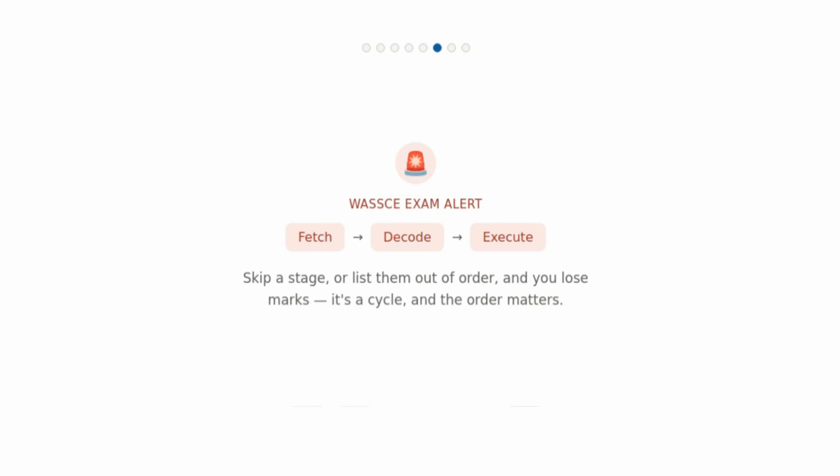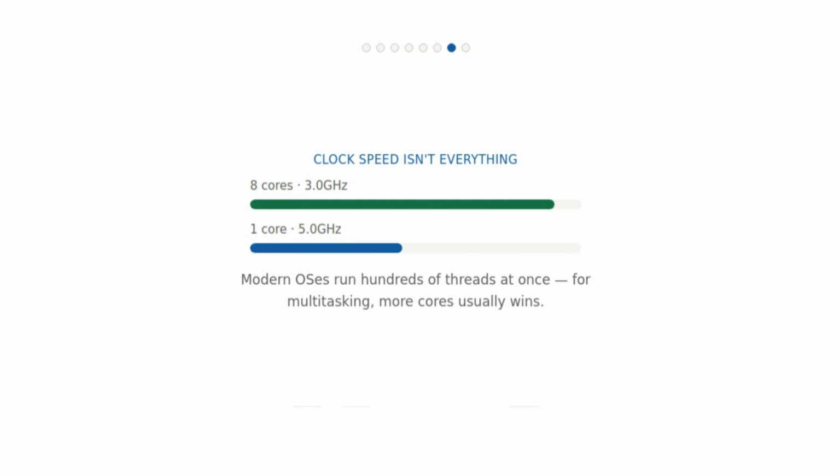Clock speed isn't everything. A CPU with 8 cores running at 3 GHz can actually outperform a single-core CPU running at 5 GHz, especially for multitasking, because modern operating systems are juggling hundreds of tasks at once. More cores means more instructions handled in parallel.